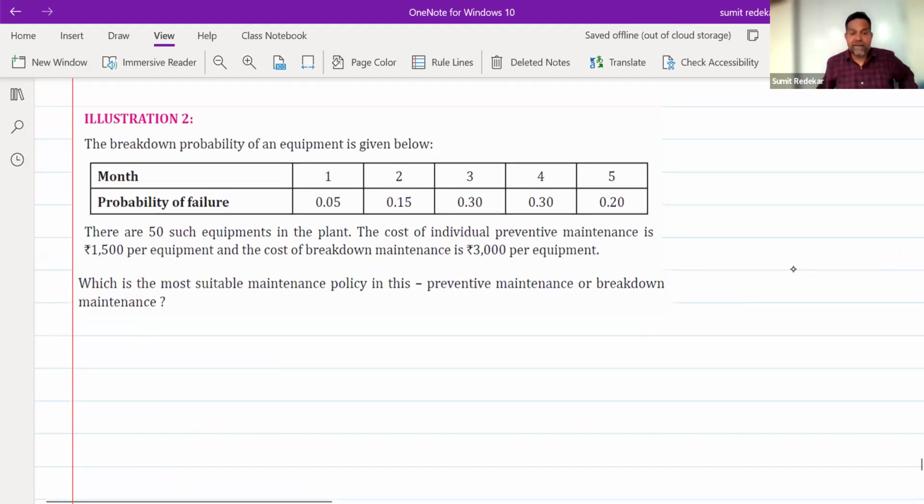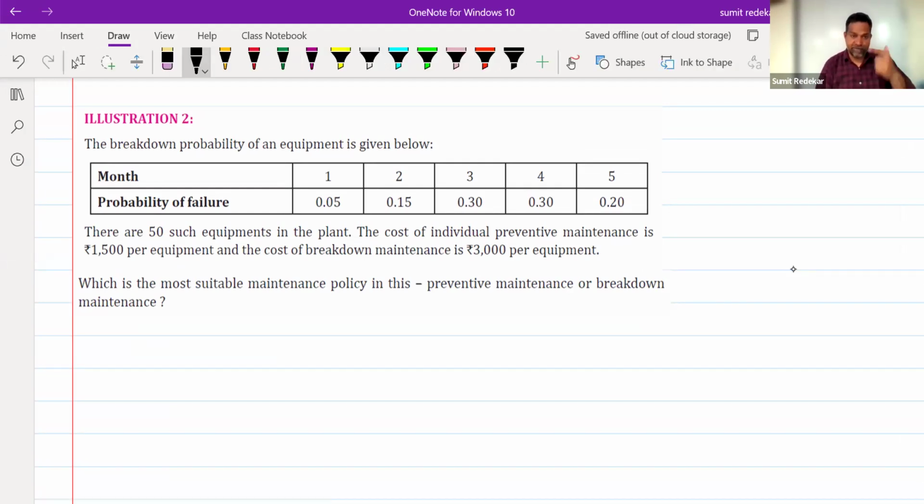Which is the most suitable maintenance policy, preventive maintenance or breakdown maintenance? So they are just asking you what is better, preventive maintenance or breakdown maintenance. So we have to give them the preventive maintenance, the breakdown maintenance, and the cycle timing. So pay attention. Number one, month.